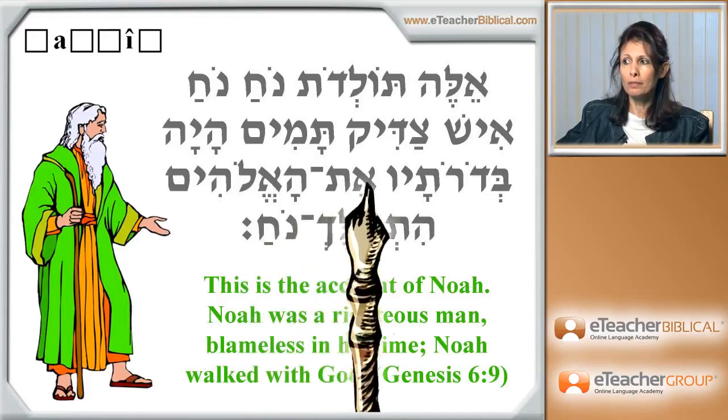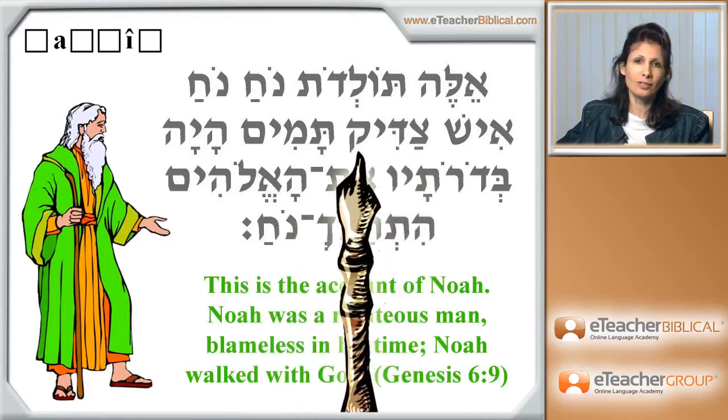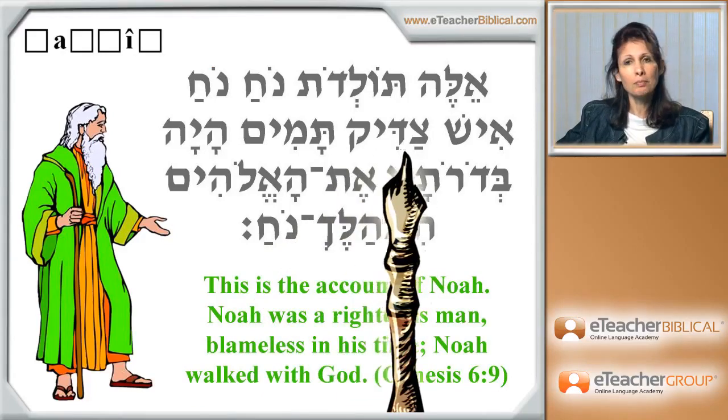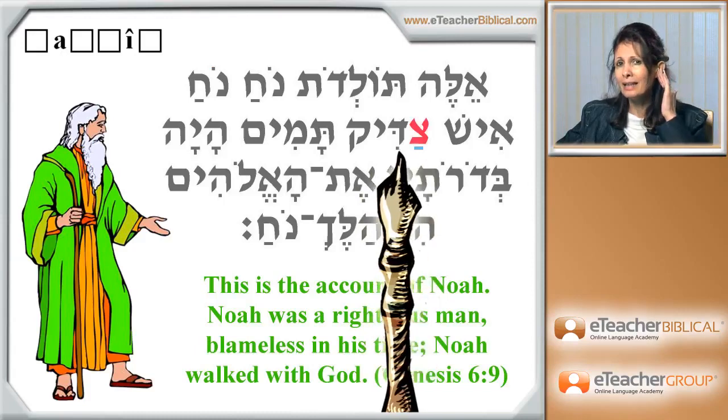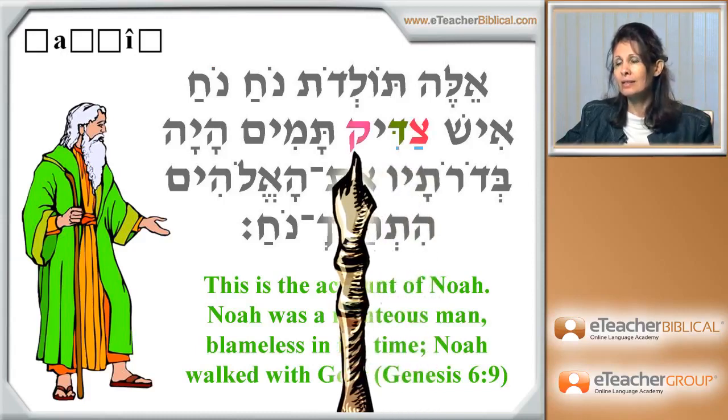I'll show you the very first pattern in the word tzaddik, which is such a great word, why not learn it? Righteous. Righteous is tzaddik in Hebrew. This pattern is, you can hear, a-i, tzaddik. Tzaddik would be many times an adjective pattern, a-i.